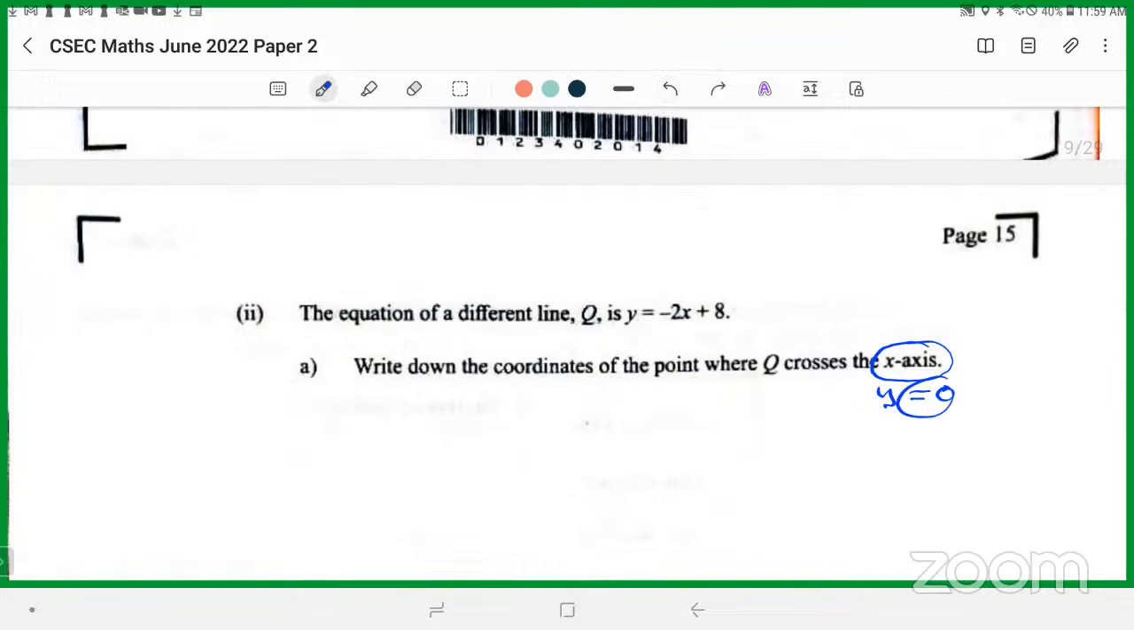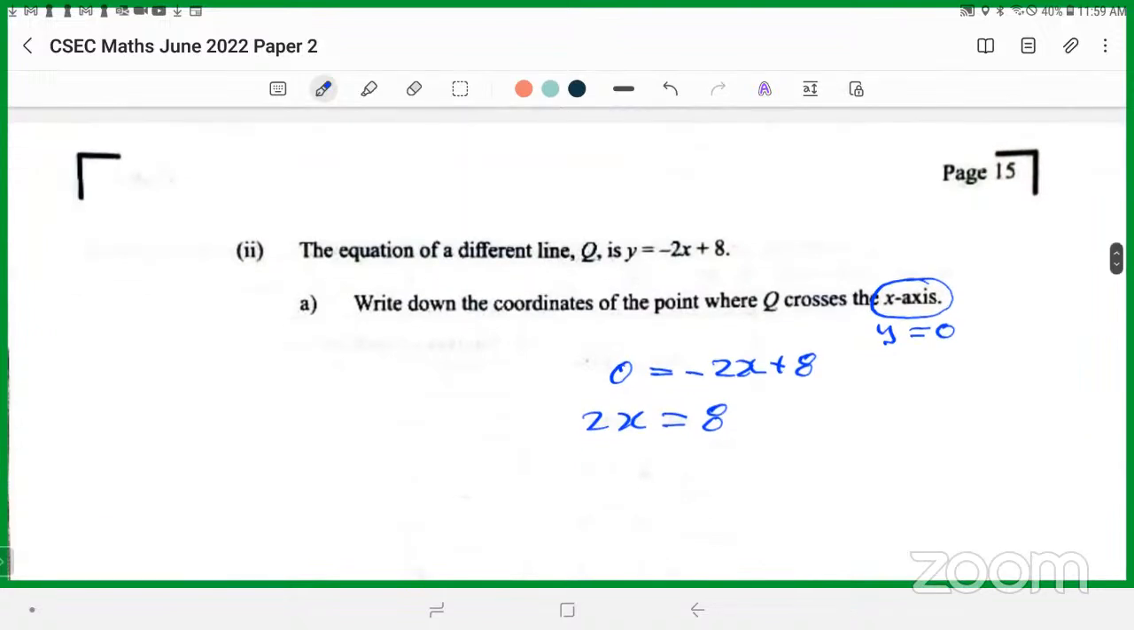And so you're going to get that 0 is equal to minus 2x plus 8. And if I transpose this to find the x, I can carry over the minus 2x and get 2x equals 8. Divide by the 2, I get x equals 4. Therefore, and it says the point is Q. Q is a point 4, 0.